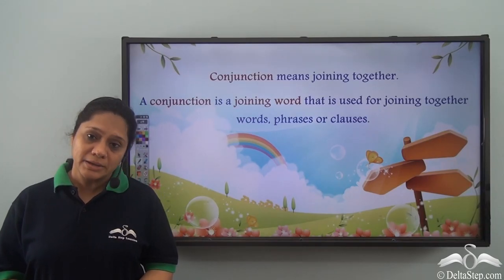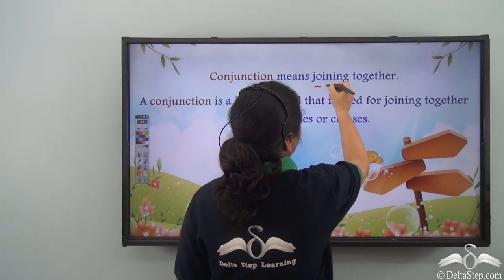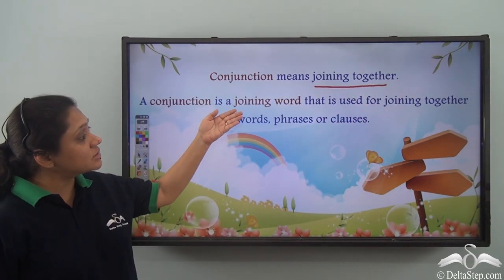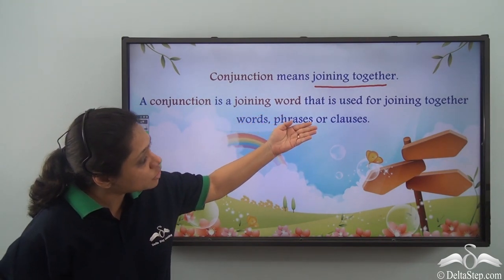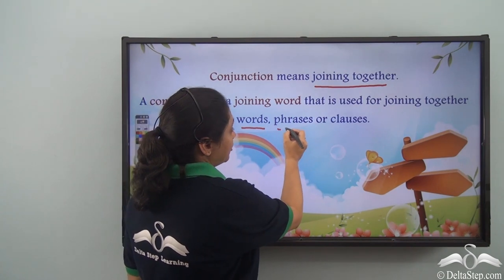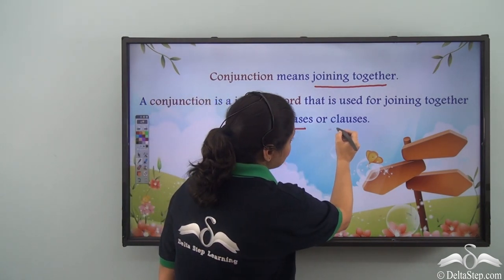Conjunction means joining together. So a conjunction is a joining word that is used for joining together words, phrases, or clauses.